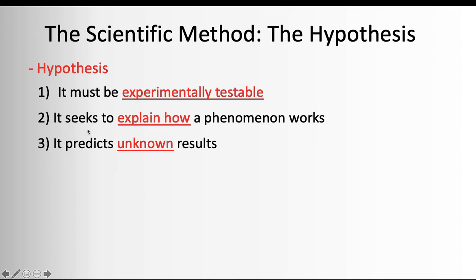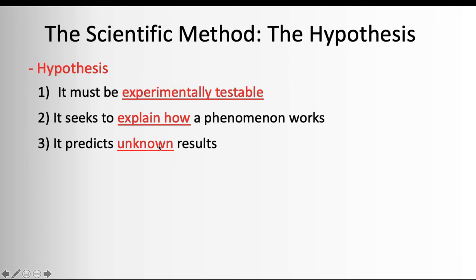And then a hypothesis seeks to explain how a phenomenon works. It doesn't tell me why necessarily it works that way. It just seeks to explain. So it's seeking explanation of how something is working. And it tries to predict unknown results. Now, sometimes it will be correct and sometimes it won't. But the results have to be unknown. We don't know. That's why we test it experimentally.